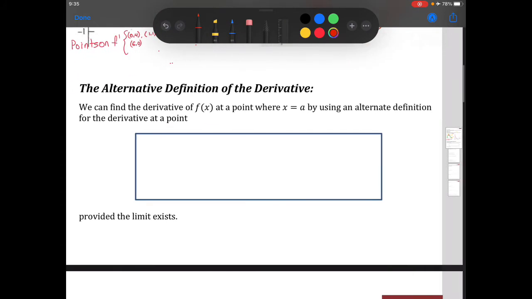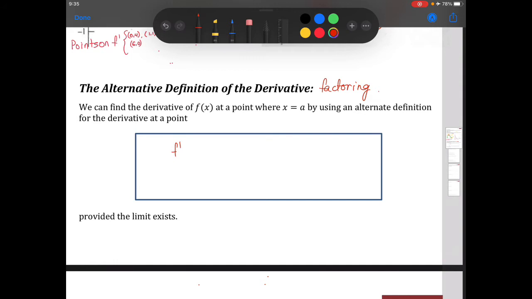Okay, so now let's talk about the alternate definition of the derivative. We have been using the difference quotient, and then we expand it, and we do all that algebra. This other one has more to do with factoring. You can use either definition depending on which one is more feasible. So we can find the derivative of f of x at a point where x equals a by using an alternate definition of the derivative at a point.